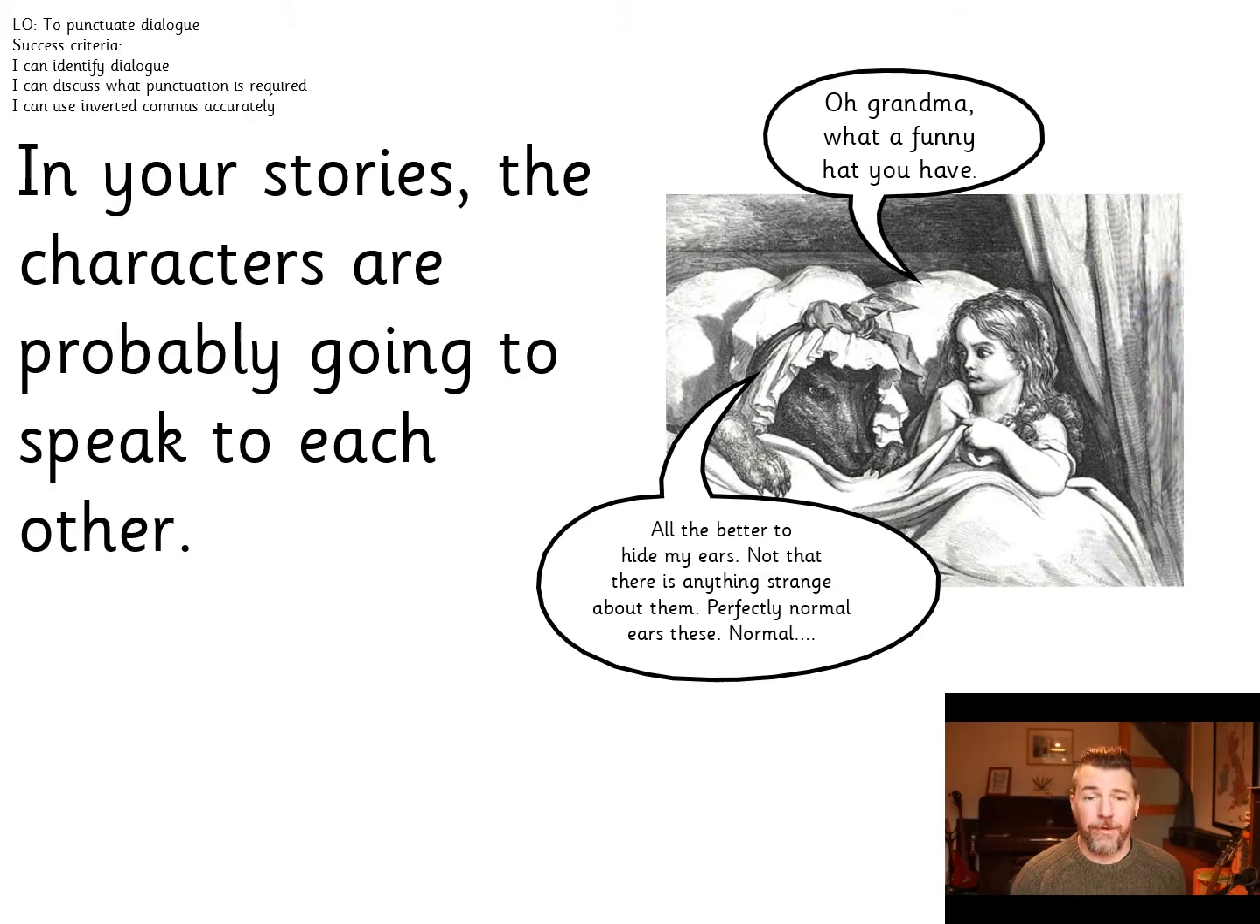In your stories, the characters are probably going to speak to each other. So I did a little scene here, Red Riding Hood.